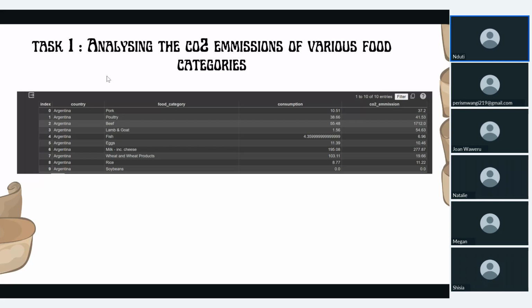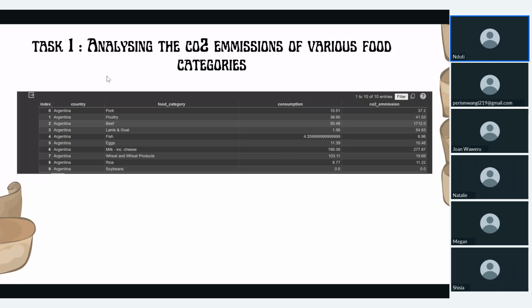How so? Let's work on this one scenario here. This is a sample of data we'll be working with, just a few rows, but I'll tell you more about this data. What we'll be looking at is analyzing the CO2 emissions of various food categories. Some of us have actually come across this data and are on the call, so they might know where I'm headed. Let's take a look at this.